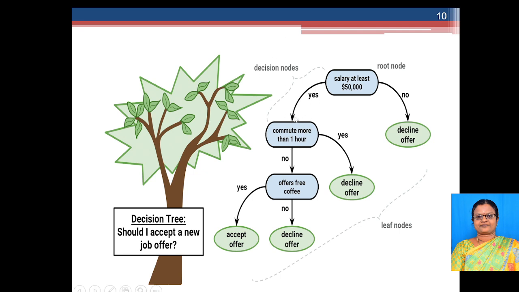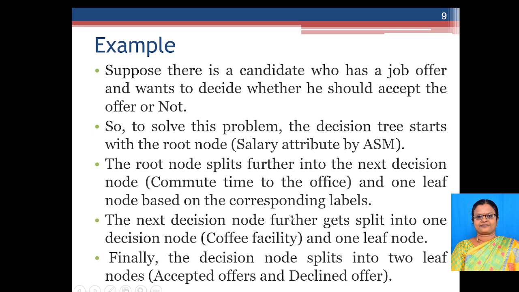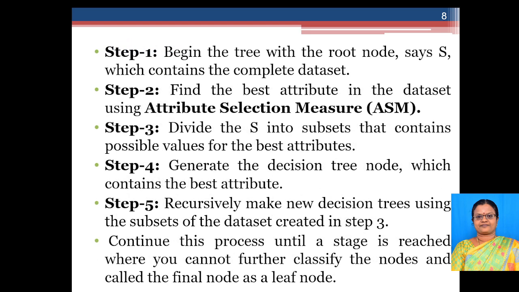Now he has to think of the transport. If the transport takes more than 1 hour, then he can decline it. It will be called a leaf node here. Suppose it is less than 1 hour, then he will come to the next part of the decision. Now he is looking at the mess facilities available there. If the mess facility is available, then he considers the offer, or else he will decline the offer. So this is the working of the decision tree.